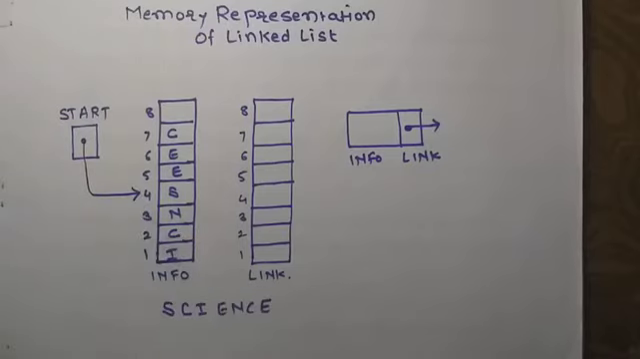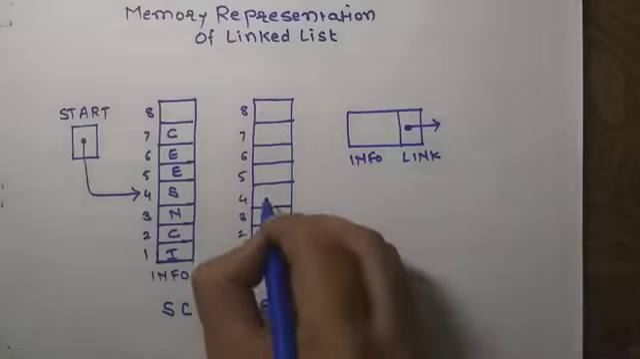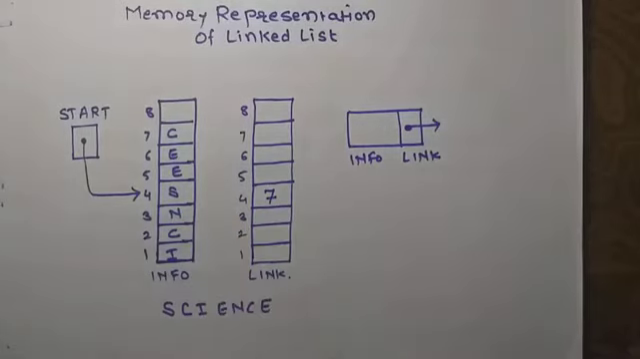So info of 4 is S. Similarly, what is link of 4? Link of 4 will contain the address of the next node. In our example, the next node is C. Where is it present? It is present in the 7th memory location. So here link of 4 will be 7. Now info of 7 is equal to C.